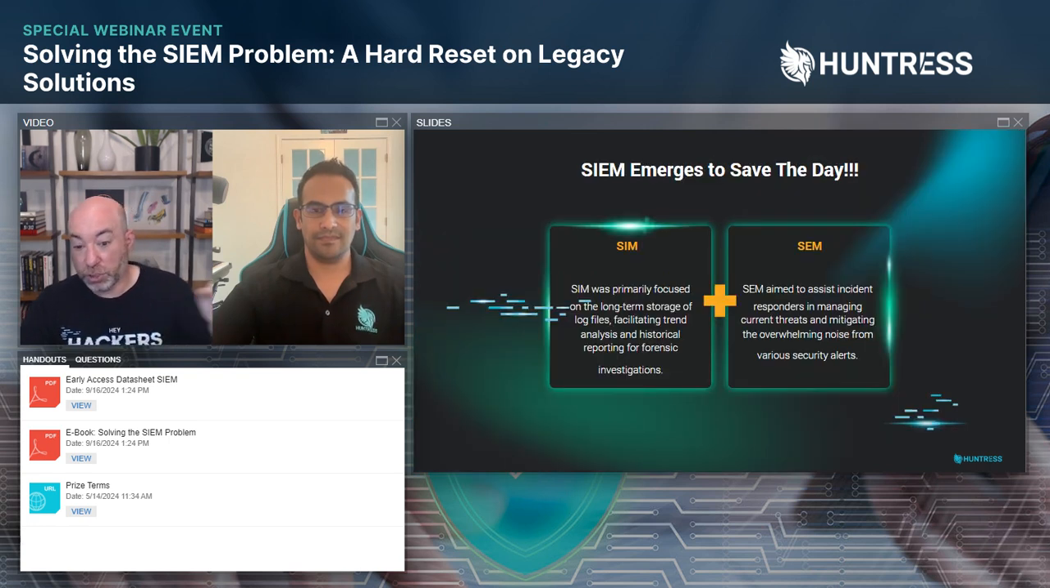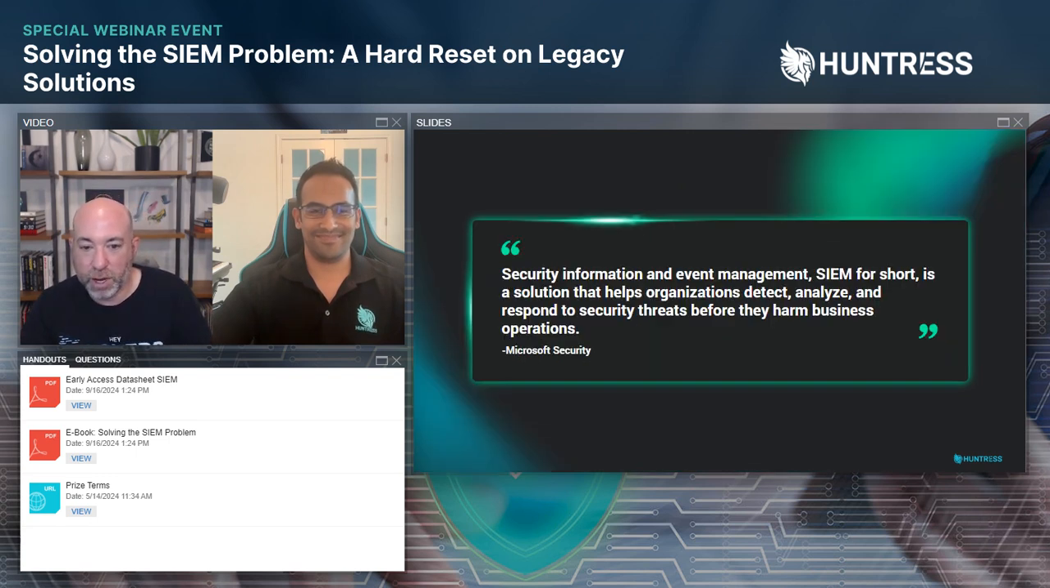So SIEM was two categories merged together, one SIM and one SEM. If you've been around long enough, you remember those acronyms. They put them together to spell SIEM, which we say is SIM. If you say SIEM, we won't get upset with you, but a lot of people say SIEM as well. All right, so what is SIEM? It's a solution that helps organizations detect, analyze, and respond to security threats before they harm business operations. Sounds simple. It's been around forever, so clearly it works, right? Not exactly. Not for everyone, at least.